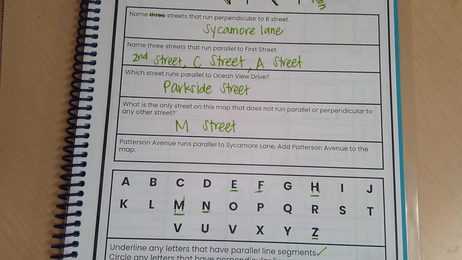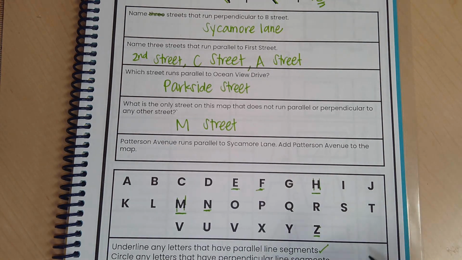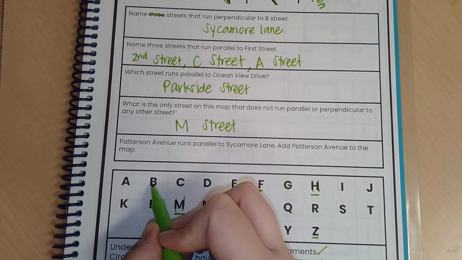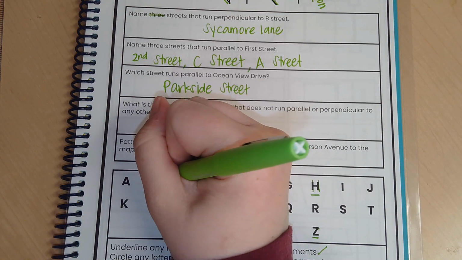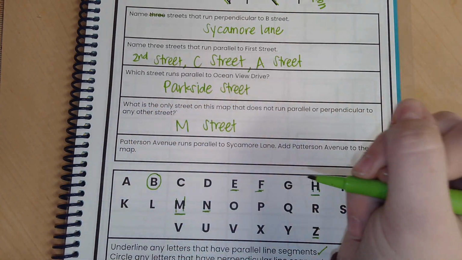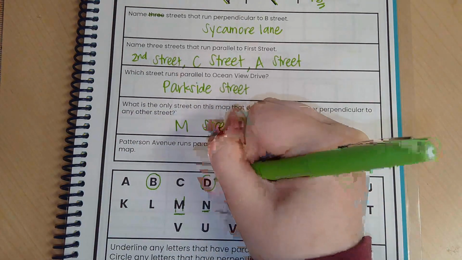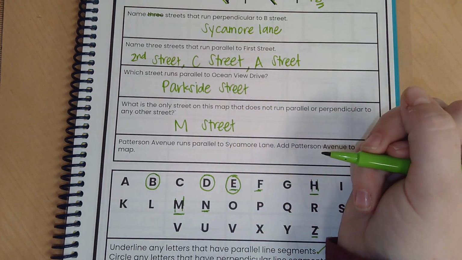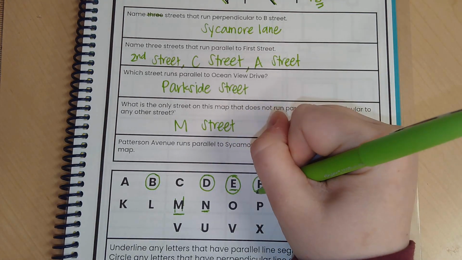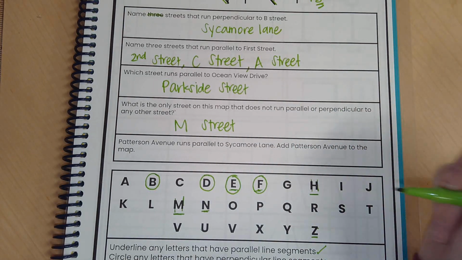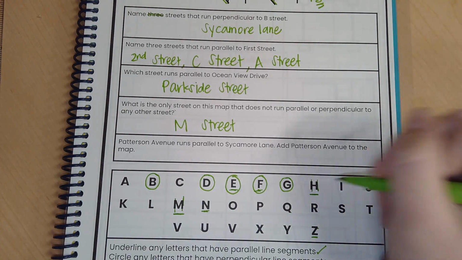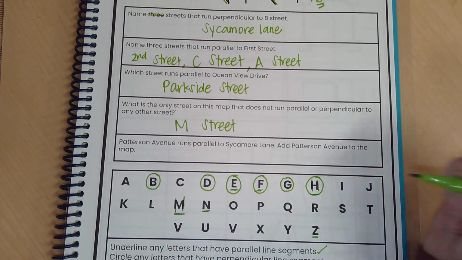Circle any letters that have perpendicular line segments. They have to cross at 90 degrees, right? So let's see. B does if you include the curve. So let's go ahead and circle B. D does. E does, so we'll circle E. Lots of 90 degrees there for perpendicular. F has perpendicular. G does right here in this corner, so we'll do that even though it has the curve. H does.